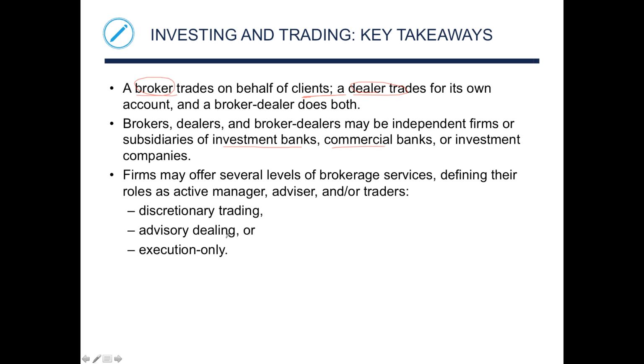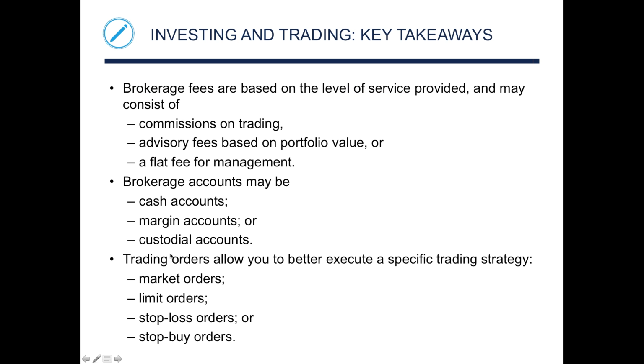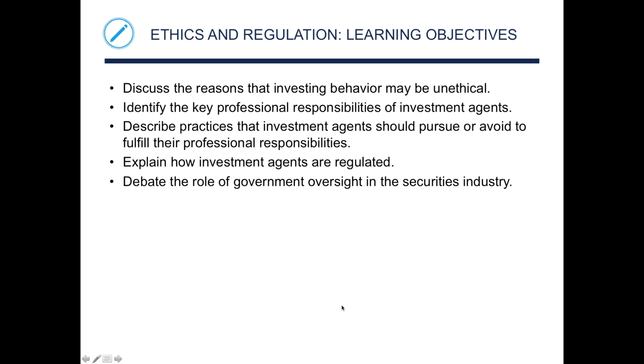Firms may offer several levels of brokerage services, defining their roles as active manager, advisor, and/or trader: discretionary trading, advisory dealing, or execution only. Brokerage fees are based on the level of service provided and may consist of commission on trading, advisory fees based on portfolio value, or a flat fee for management. Brokerage accounts may be cash accounts, margin accounts, or custodial accounts, and trading orders allow you to better execute a specific trading strategy via market orders, limit orders, stop loss orders, or stop buy orders, which I covered in the visual with the Broward College stock that I showed you.